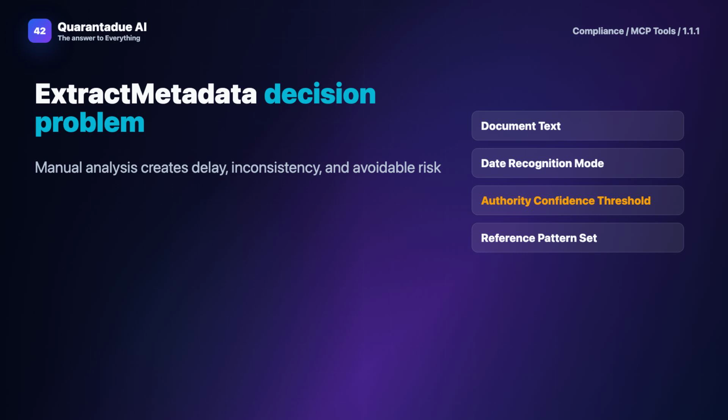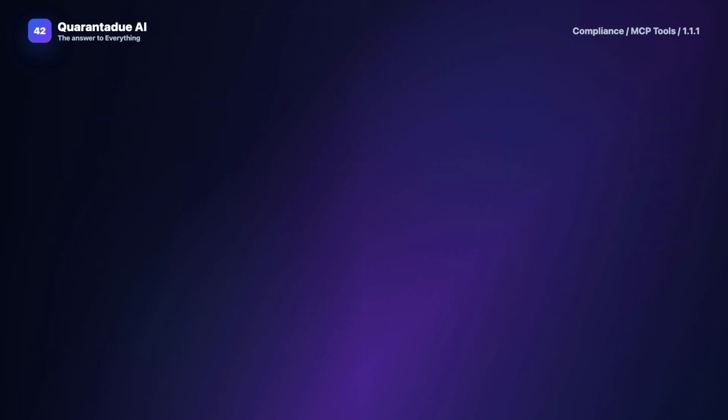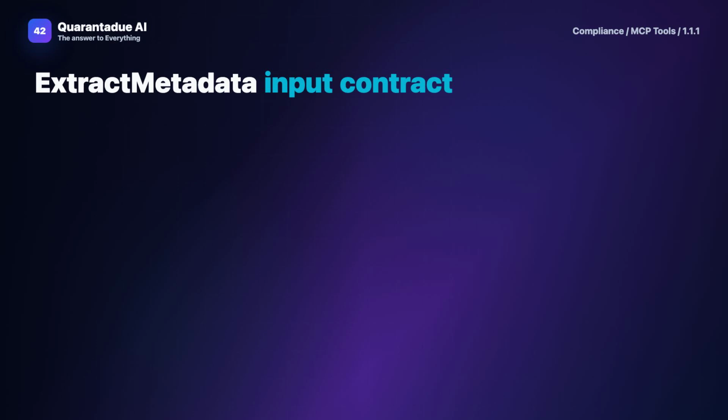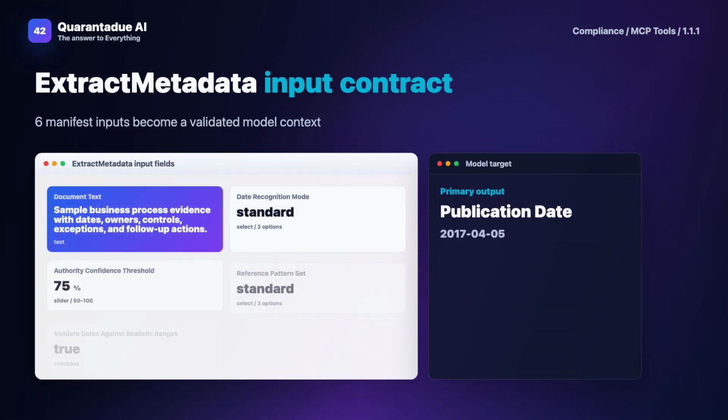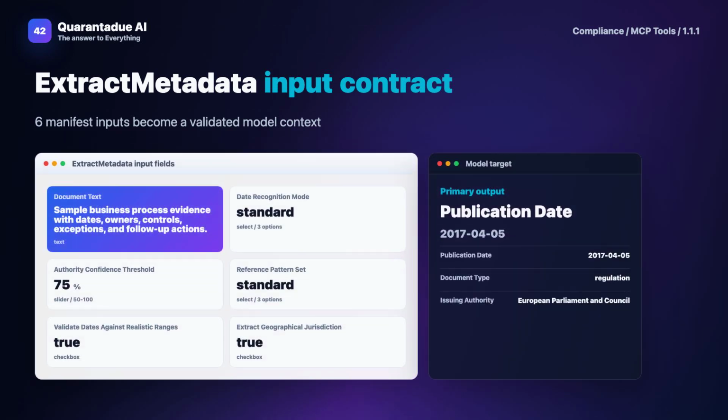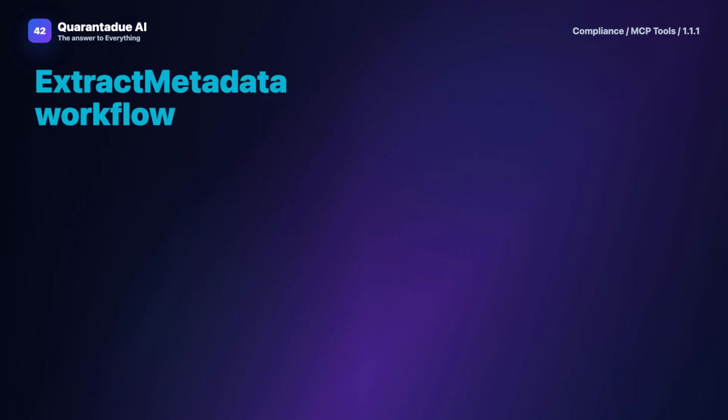Extract Metadata starts with a defined input contract. Typical inputs include document text, date recognition mode, authority confidence threshold, reference pattern set, and validate dates against realistic ranges. Keeping these fields explicit reduces ambiguity and makes every run easier to audit.